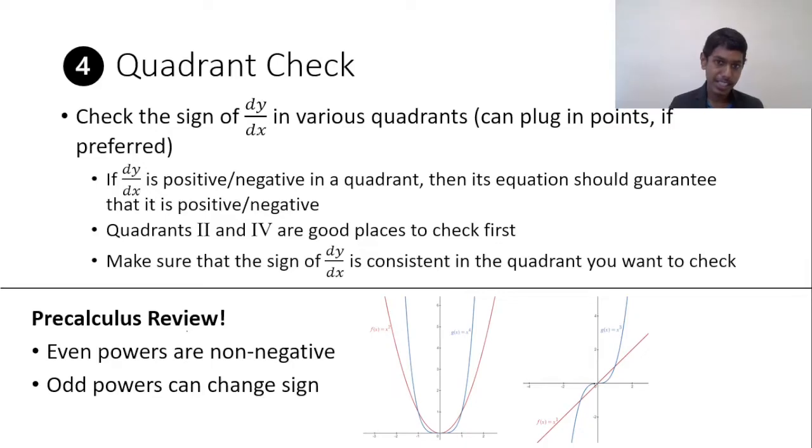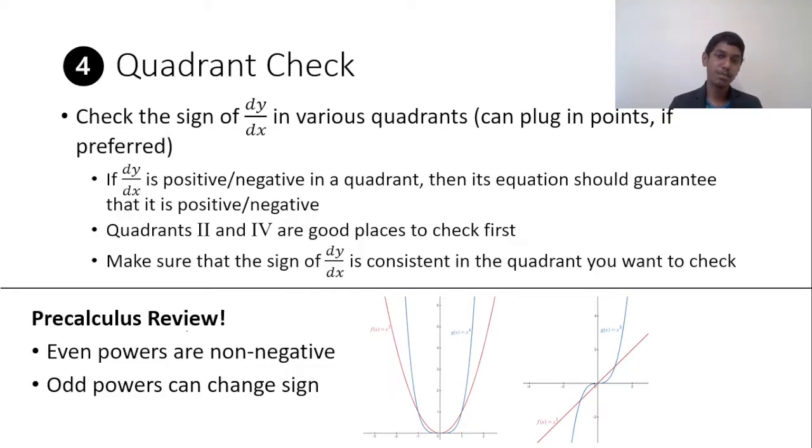The last thing, which will probably take you to the correct answer 99.99% of the time, is the quadrant check. You're checking the sign of dy/dx in various quadrants, and you can do this with some sort of symbolic arithmetic. I'll be applying these strategies in the next video. You can also plug in points in that quadrant if you want.